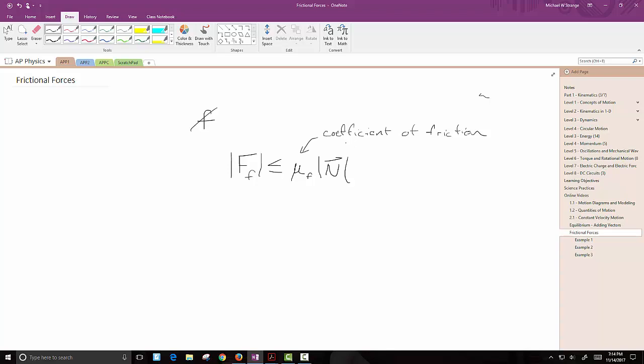All right, the coefficient of friction. That's just a measure of the friction between two surfaces. So what we can do is we can test surfaces, and then we get a number. And then the normal is part of the weight.